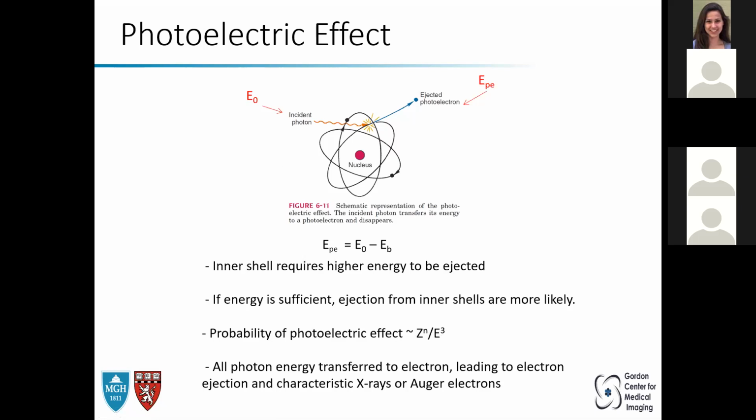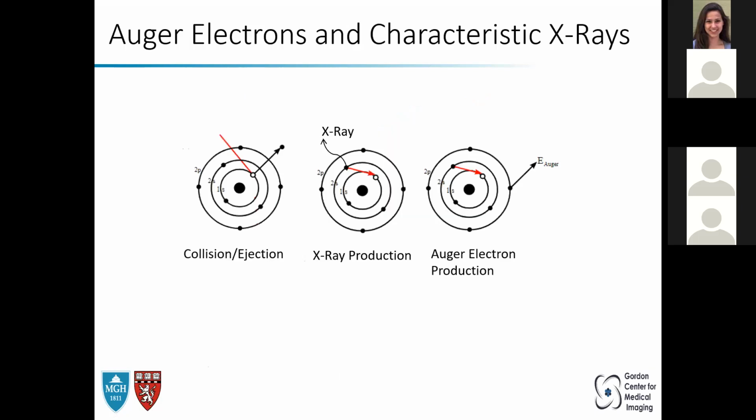Okay, now in the photoelectric effect, all of the photon energy is transferred to the electron, leading to the ejection of a photoelectron and the production of either characteristic X-rays or Auger electrons. So what happens to begin with is we've got this incident photon. It interacts in this inner shell, transfers all its energy, and kicks out one of our electrons. But we now have an empty space in one of those highly desirable inner shells. And that makes this a very energetically unstable configuration.